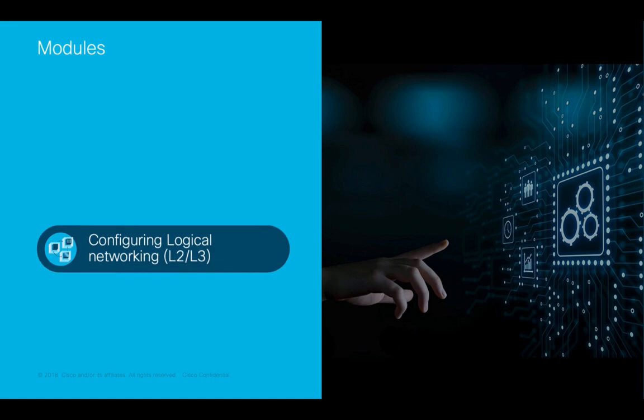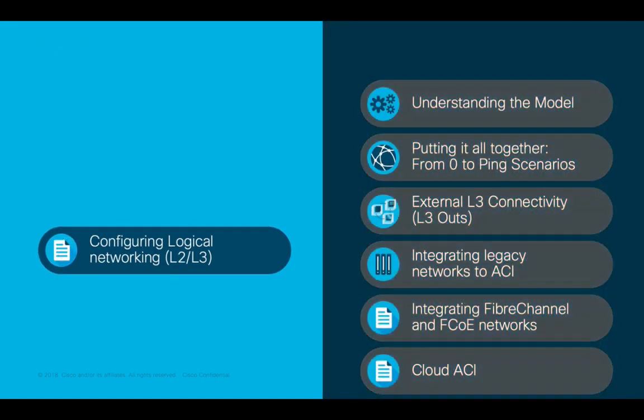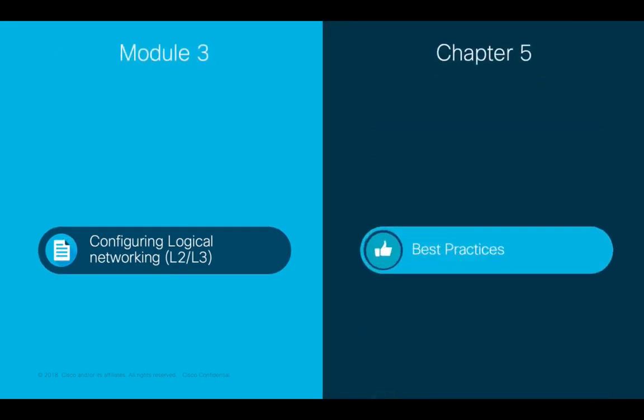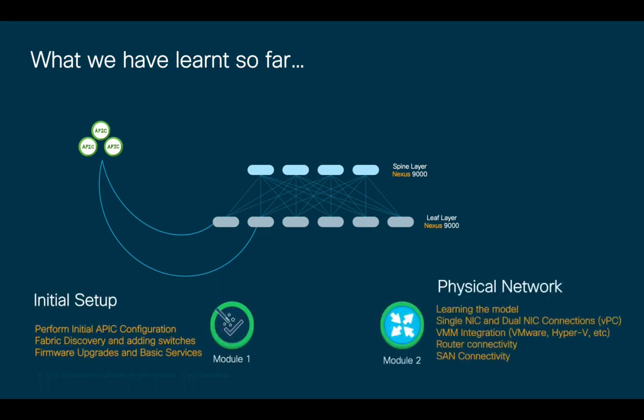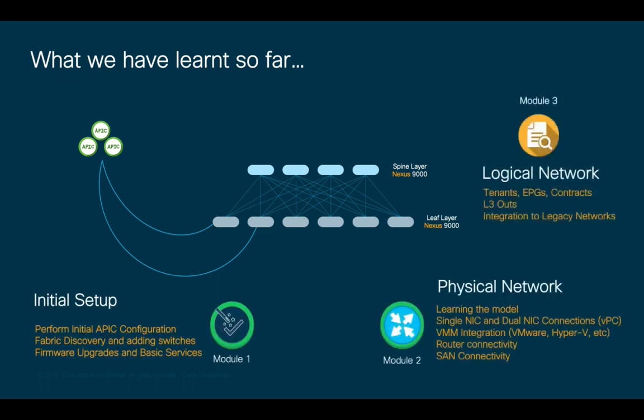In this video, we will cover Module 3, Configuring Logical Connectivity, Chapter 5, Wrap-Up and Best Practices. In this module, we learn the logical network configuration constructs as well as the configuration needed to have full switched and routed connectivity in ACI. I will be adding extra chapters to the module as needed, so stay tuned.